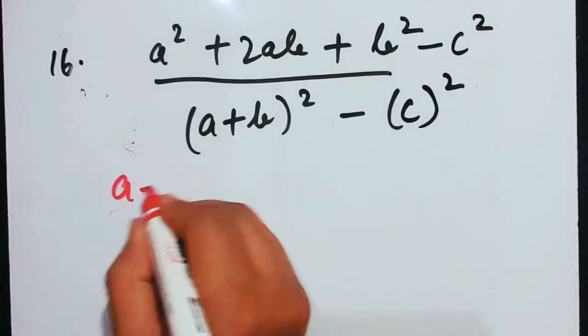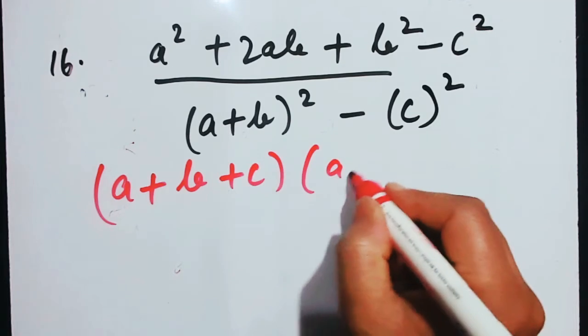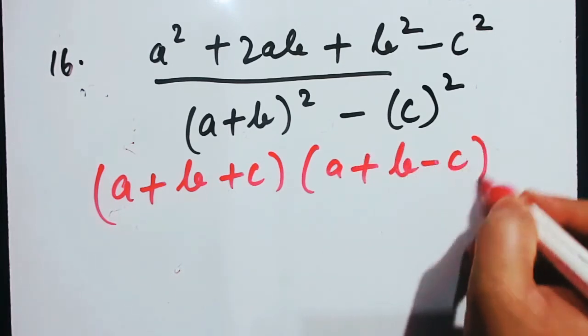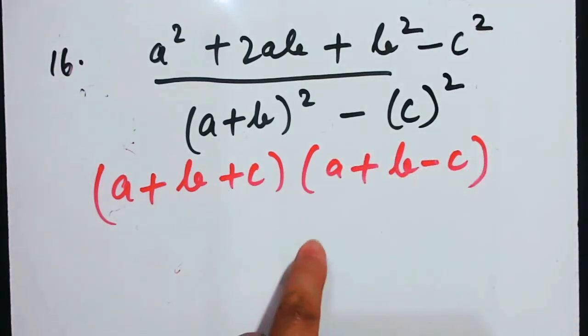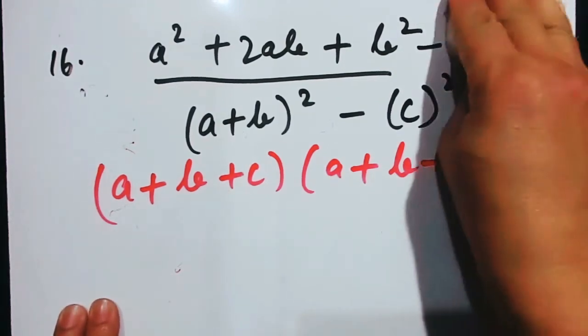Therefore it can be written as a plus b plus c and a plus b minus c. So this was the easiest sum which had been given to you, so that your level of understanding for the other sums becomes easier, isn't it? Okay, this was just the trailer.